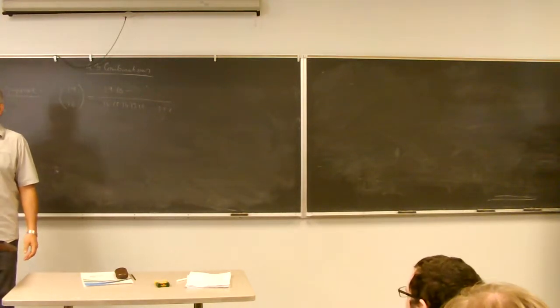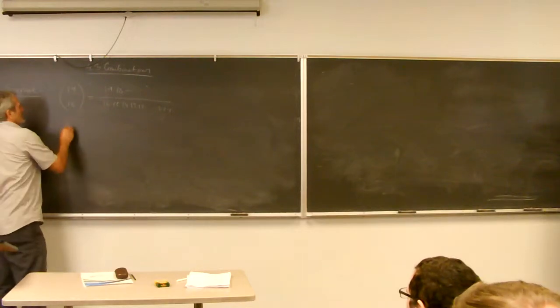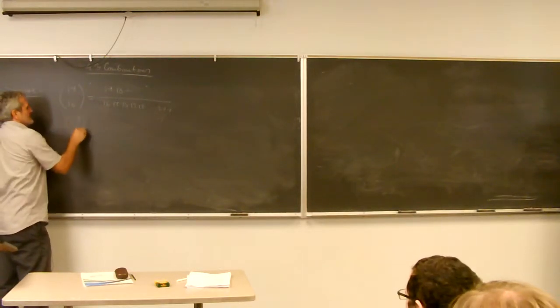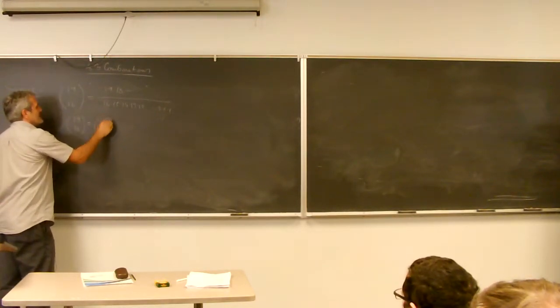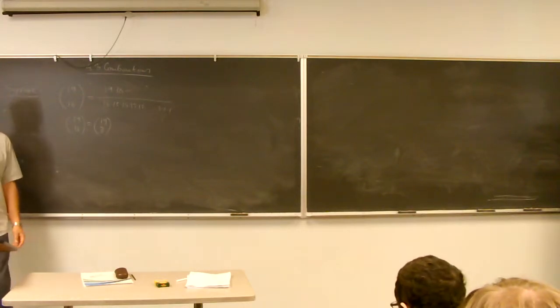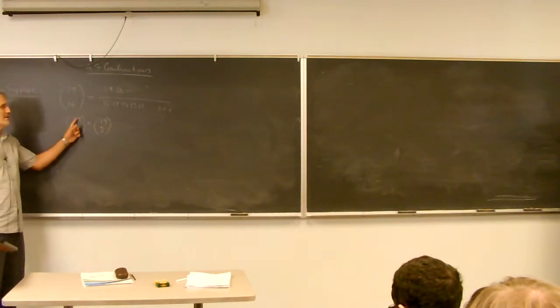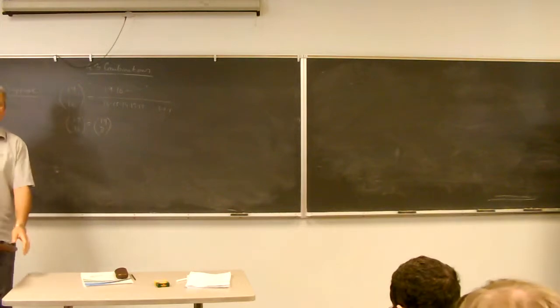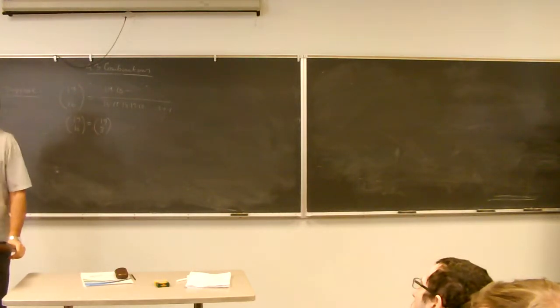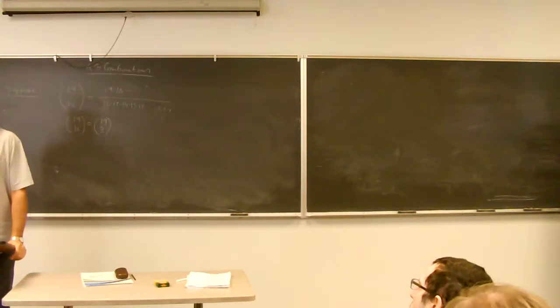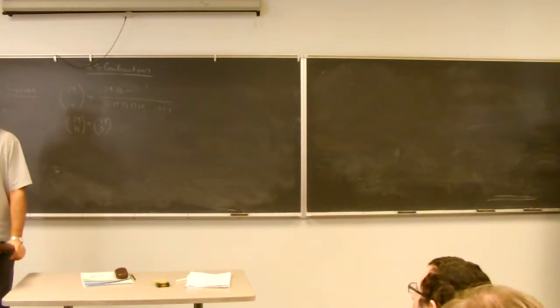So what this tells you is the following. 19 choose 16 is the same as 19 choose 3. Why 3? Because that's the complement from 16 to 19. It's 19 choose 3. And that's what it says: N choose R is the same as N choose N minus R. And that's very convenient sometimes.